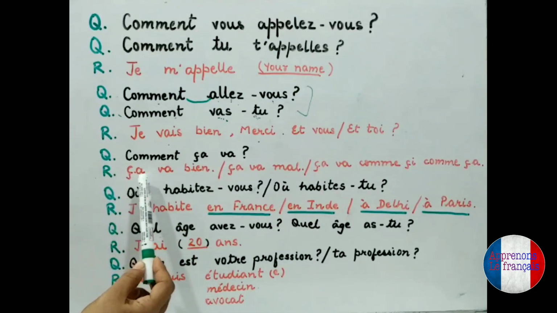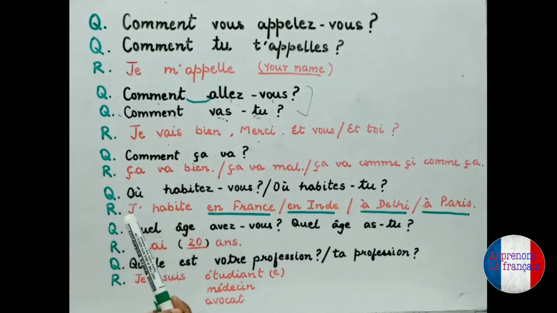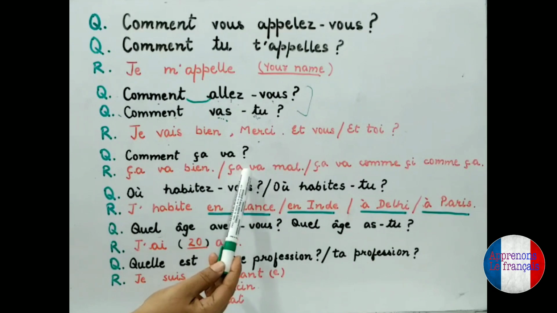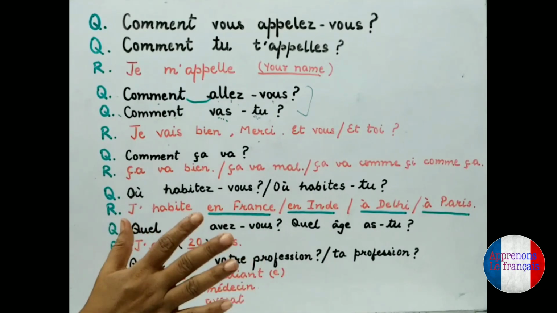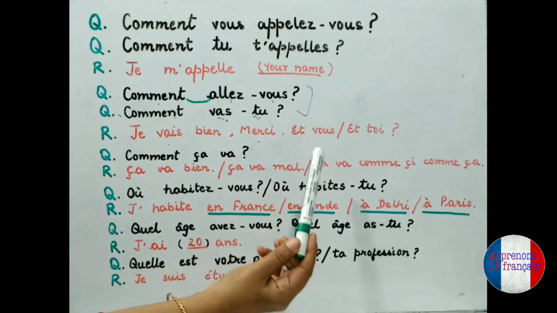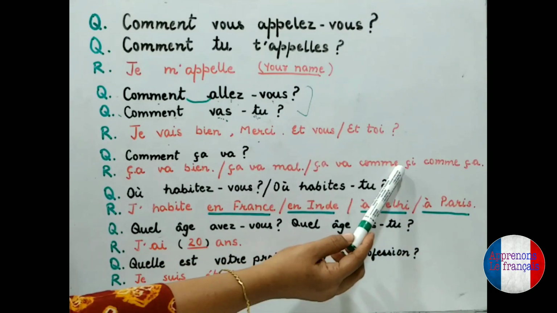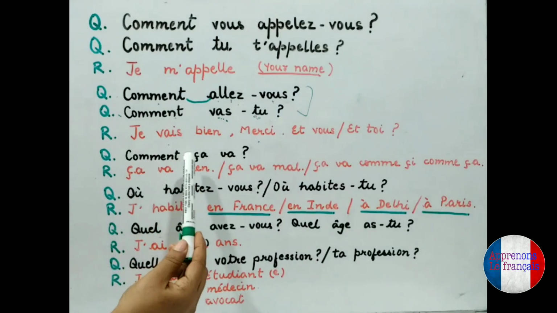So the response is ça va bien. This is going well. Ça va bien. Or I hope it should not be the situation in your case. If you want to say that it is not going good, you'll use ça va mal. Mal is bad. So ça va mal. And if you want to say it is going okay, there you will say ça va comme ci, comme ça. That means it is going like this, like that. Comme ci, comme ça. So I repeat once again, comment ça va?